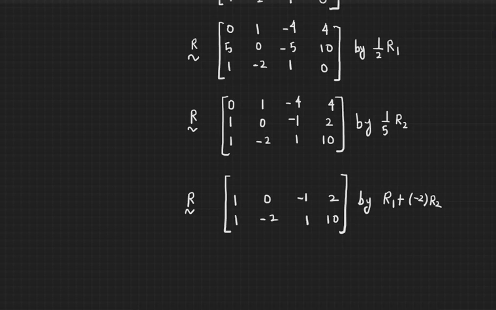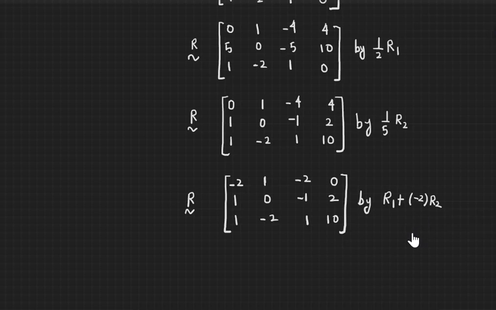So that would be 1 times minus 2 becomes minus 2 plus 0, so that would be minus 2. 0 times minus 2 becomes 0 plus 1, so that would be 1. Minus 1 times minus 2 would be plus 2, plus minus 4, so that would be plus 2 minus 4 becomes minus 2. 2 multiplied by minus 2 becomes minus 4. Minus 4 plus 4 becomes 0.